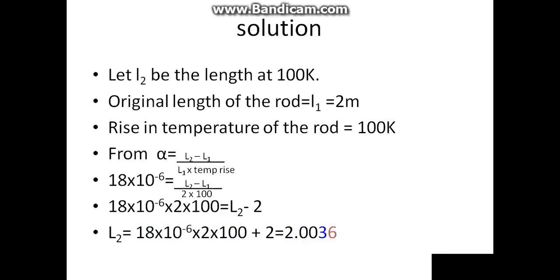Cross multiplying, we have 18 times 10 raised to the power minus 6 times 2 times 100 is equal to L2 minus 2. Making L2 the subject of the formula, we have 18 times 10 raised to the power minus 6 times 2 times 100 plus 2, which gives us 2.002036 meters.